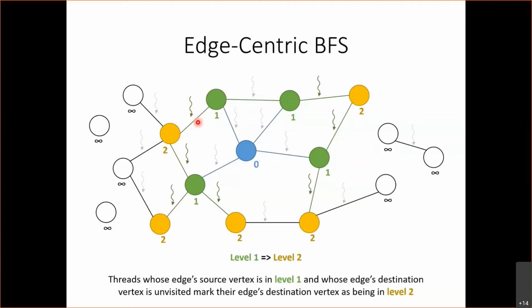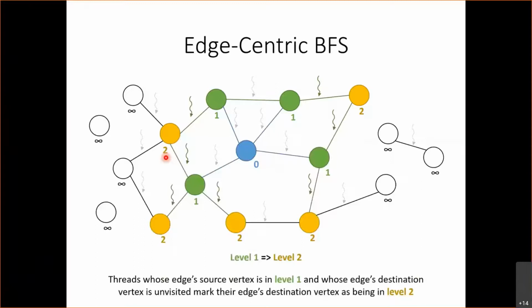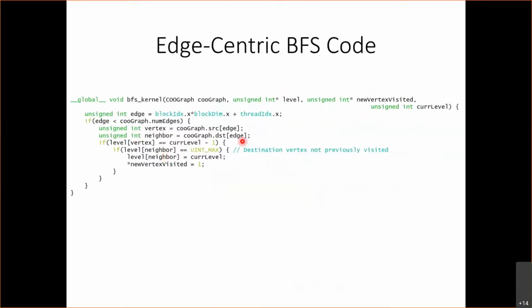I'll revisit this topic. Okay, so as you can tell, the edge-centric approach and the bottom-up approach did pretty well. The top-down approach did not do that well. The direction-optimized approach did pretty well. And this is the code that we just wrote.